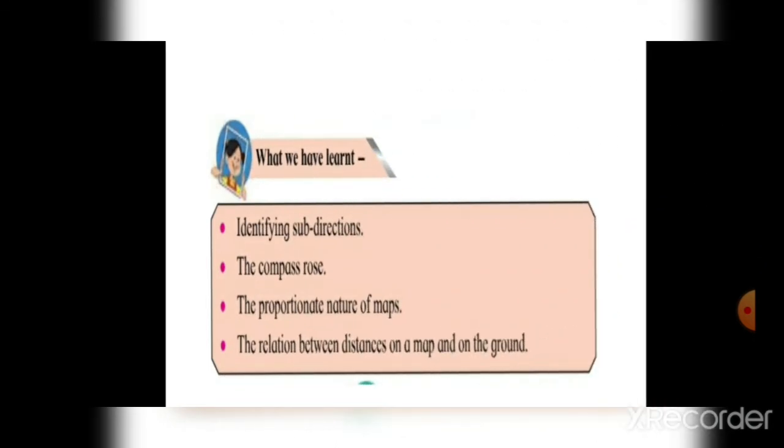What we have learned today: identifying subdirections, the compass rose, the proportionate nature of maps, the relation between distance on a map and on the ground.